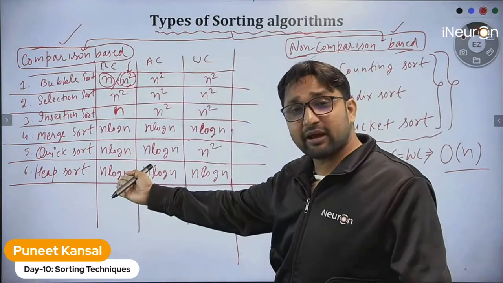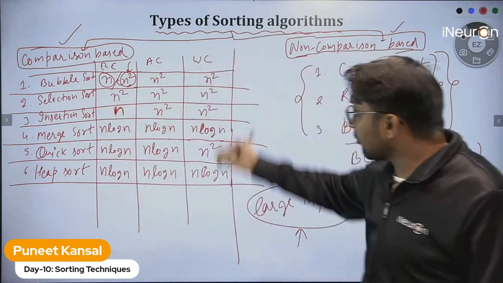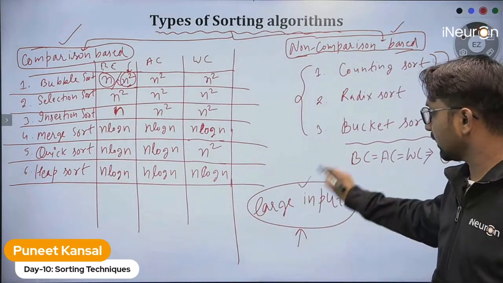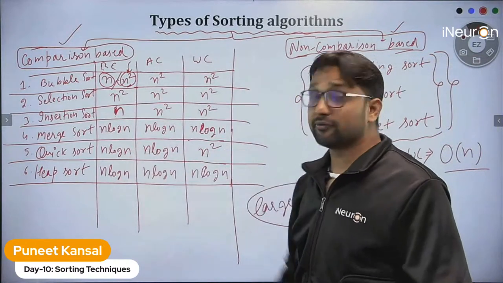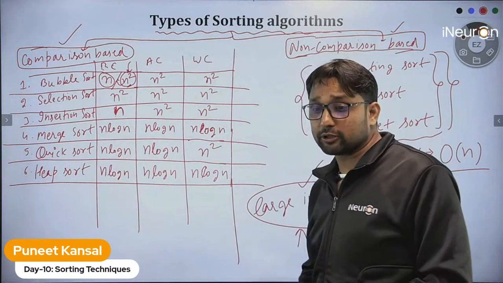I have already shared the complexity with you. You do not need to go anywhere. You can see the complexity, compare it, and come up with the answer. Which one is going to be the best sorting algorithm? Which is taking less time? That is the best sorting algorithm.